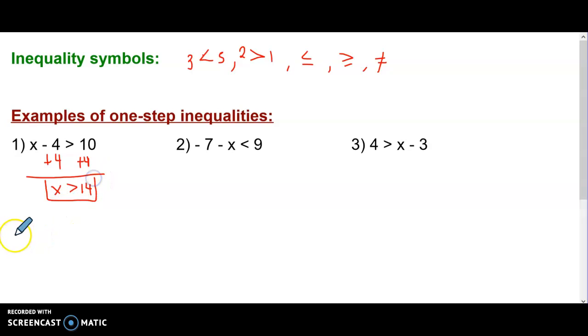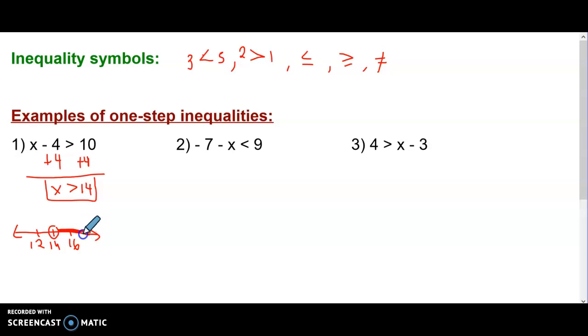So be careful with the answer. If I want to show this as a graph, 12, 14, 16, this is telling me that x can be anything that is strictly greater than 14. So I'm not allowed to have 14, so therefore I'll keep it open. But anything more than that will be working.